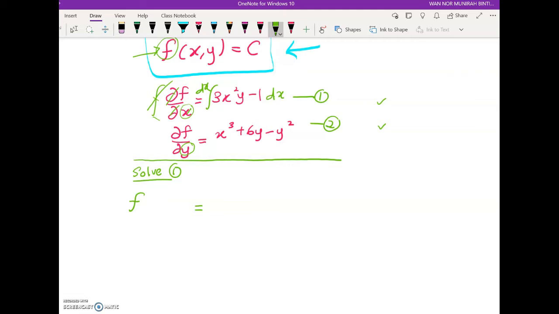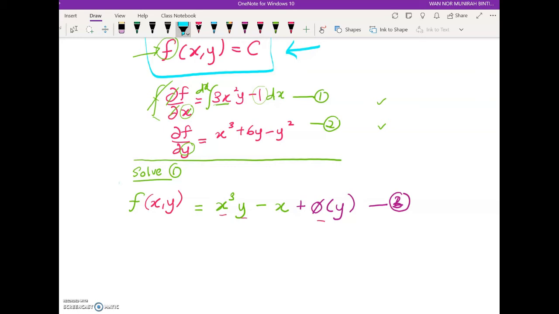Integrate with respect to x so that we have 3x cubed over 3, so we have x cubed y, minus integrate 1 with respect to x will give us x. And do not forget to add an arbitrary function as a function of y. So let's say this is equation 3. Since the right hand side of our equation consists of x and y variables, our f here is a function of x and y.